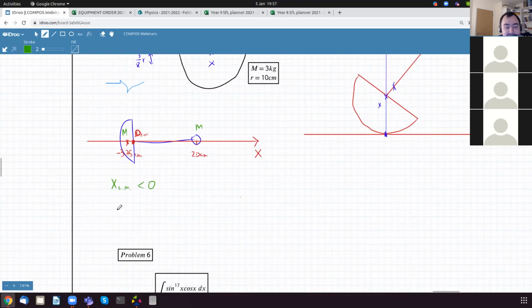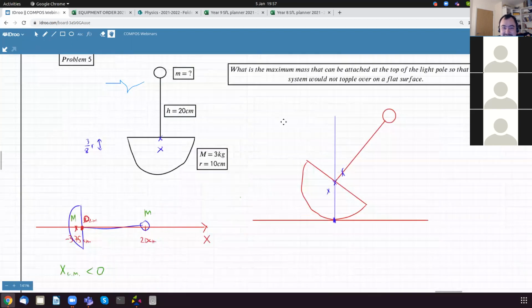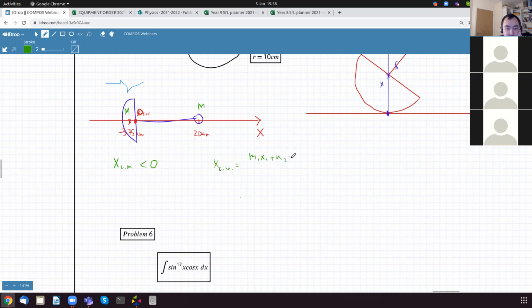The x center of mass must be less than 0 in order for the toy to be balanced. Or if it is a toy, it doesn't really say. It's a system, a hemisphere attached to a light pole, and you want it not to topple over. We know the formula: x center of mass is equal to m1 x1 plus m2 x2, divided by m1 plus m2.